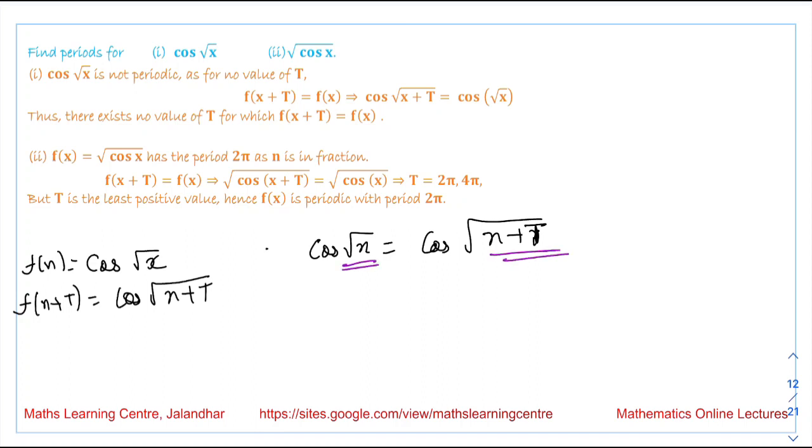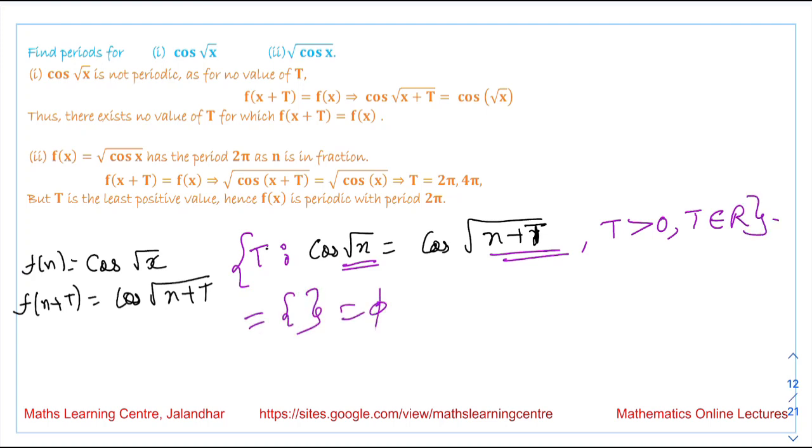But there is no value of t in this set we are talking about. We are considering we have to find t such that t is greater than 0 and t is a real number. And we are saying that this set is an empty set. So there is no value of t for which f of x plus t is equal to f of x.